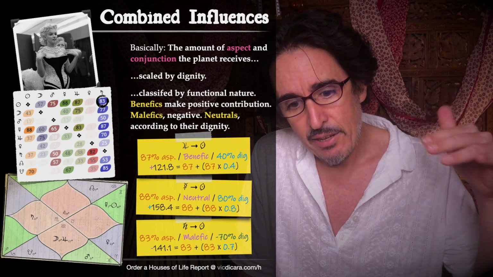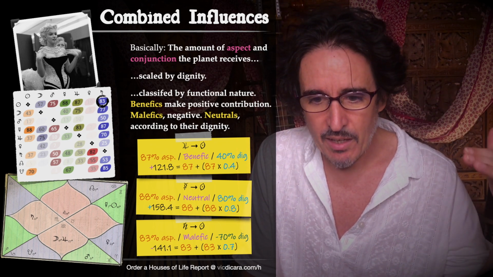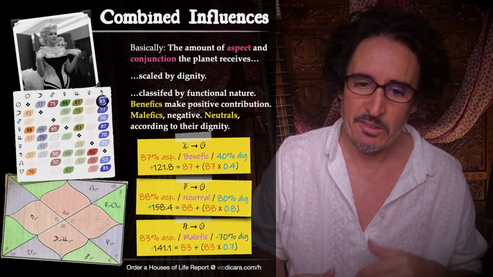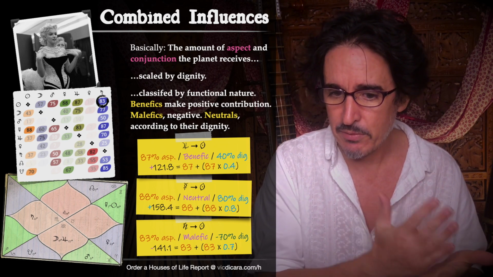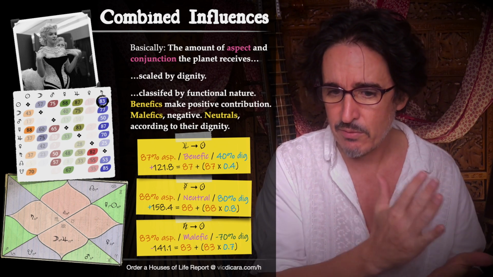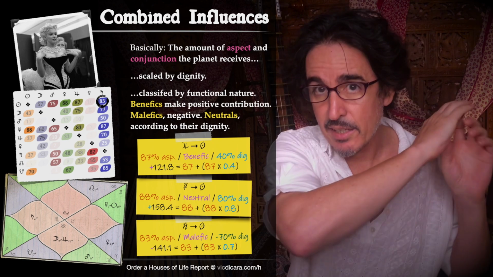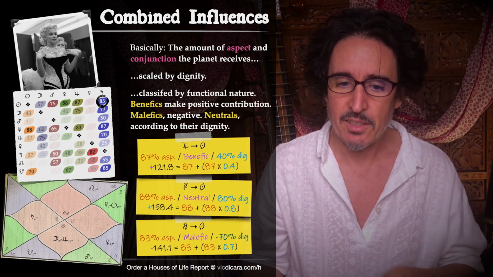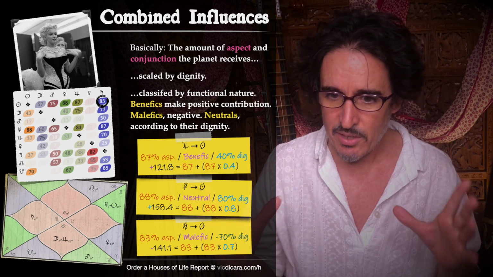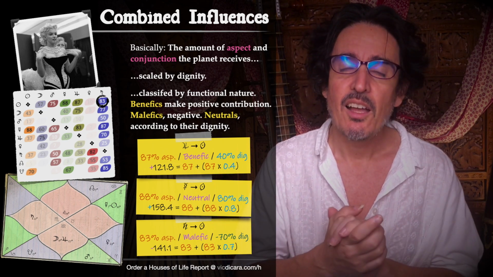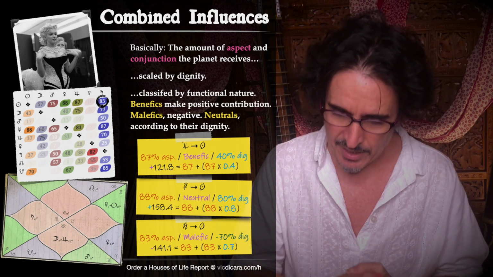So if you do that for every planet to every planet, so for example, you do the moon's effect to the sun, Mars effect to the sun, Mercury effect to the sun, Jupiter effect to the sun, Venus effect to the sun, Saturn effect to the sun, and then tally it up for the sun. Then do the same thing for the moon. Then do the same thing for Mars, etc. Then you'll get a complete table of the combined influences to each planet.